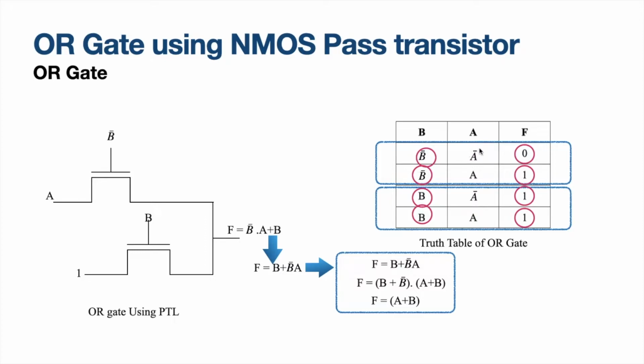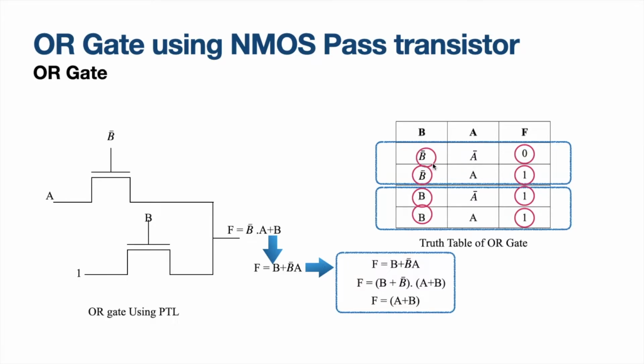What is A bar? Inverted value of A. Assume if A is equal to 1, A bar should be 0. A bar, it is 0. If A is equal to 1, obviously the output is 1. So, what can we understand? Whatever is in A is as such transferred to the output.